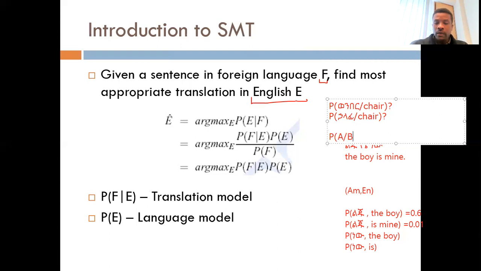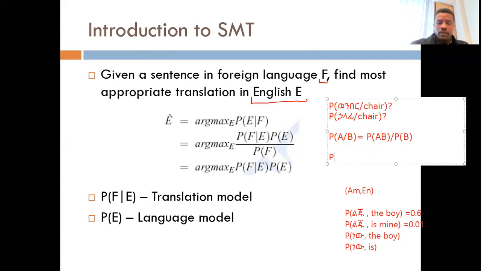probability of A given B, what does it mean? How do you calculate this one? It means probability of AB divided by probability of B, using the Bayes method. But if you have probability of B given A, because if it is a bilingual translation, you can do one from the other. It is again probability of AB divided by probability of B.